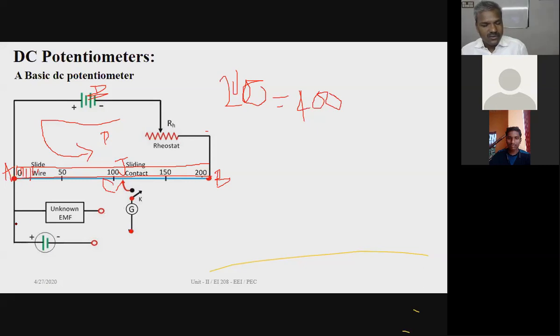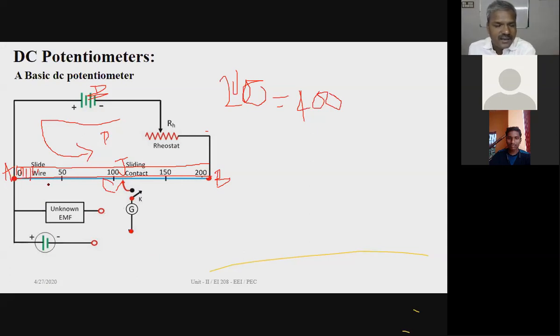First we have to calibrate the potentiometer. The first step, for every type of potentiometer, is that we have to standardize the potentiometer. It's called calibration. So how do we calibrate this potentiometer?